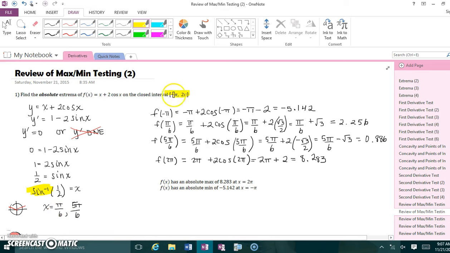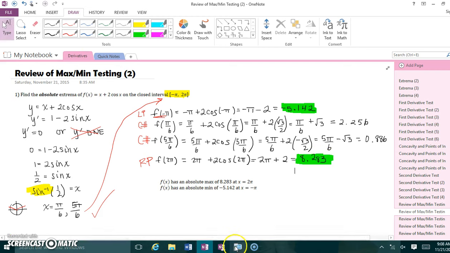This is a closed interval. However, both of these fit in here. So they both work. I get my end points. So this is my left point, my critical number, my right point. And all you have to do is just compare your y values. This is clearly the smallest one. So that's my min. And this is clearly the largest one. So that's my max. And here's my conclusion.